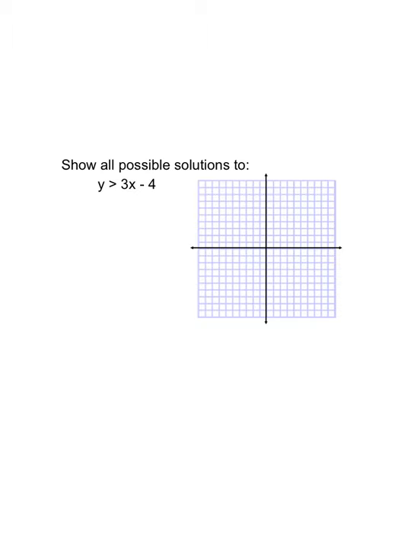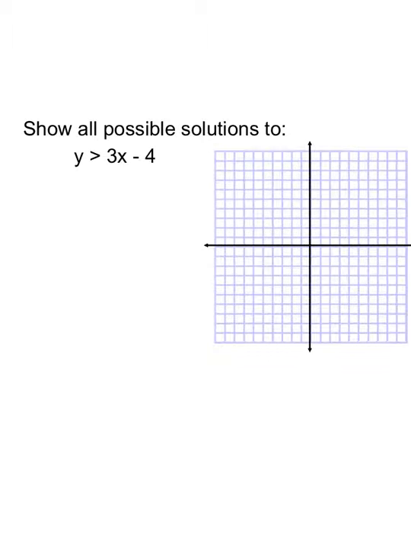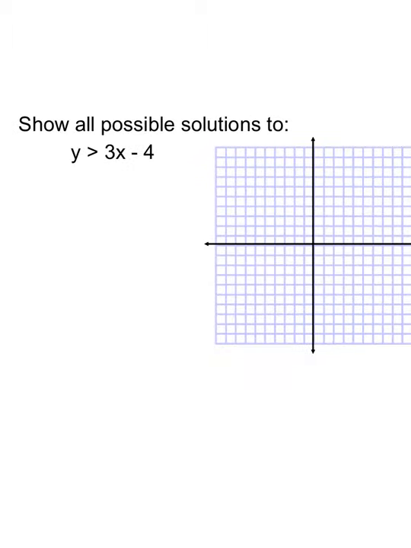Here's one more that we're going to graph. This time the numbers are different. We're going to start at a y-intercept of -4, and we're going to follow the pattern of a slope of 3. So we're going to go up 3 over 1, up 3 over 1.